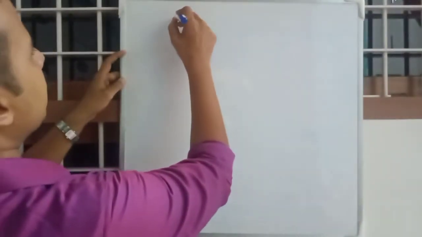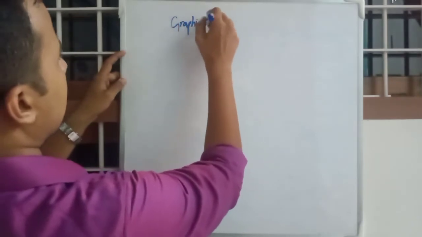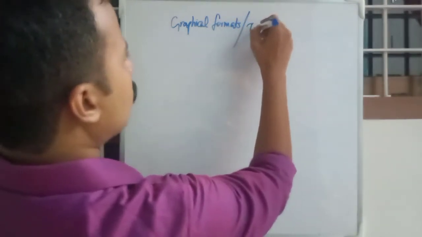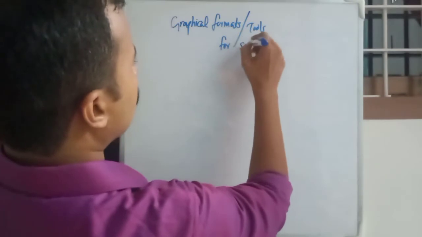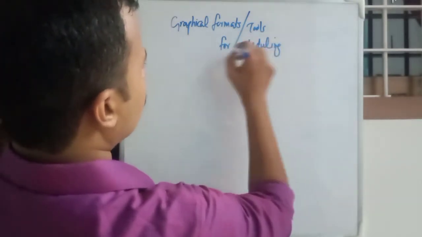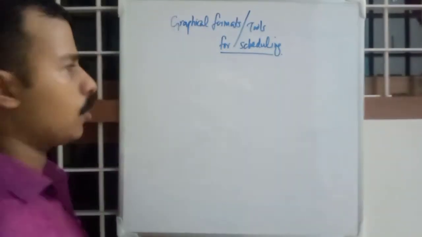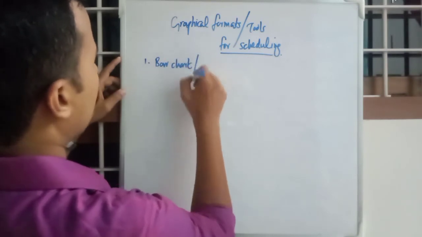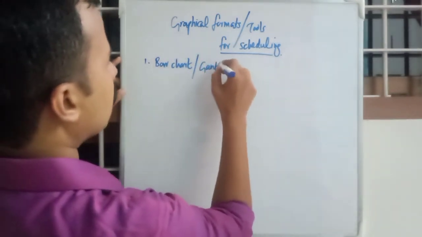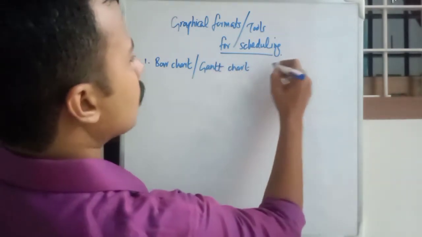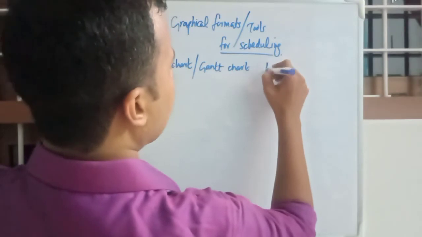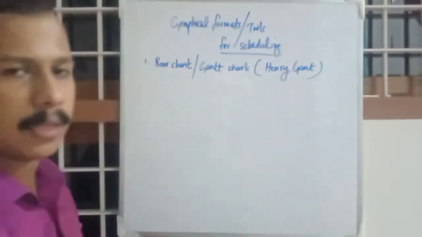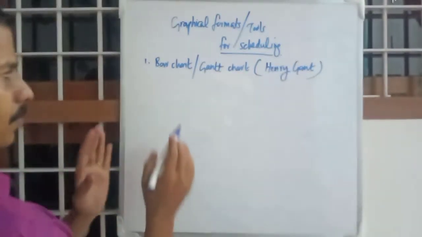So graphical scheduling. Graphical formats or tools for scheduling. The first one is the bar chart, or Gantt chart. This was invented by Henry Gantt.